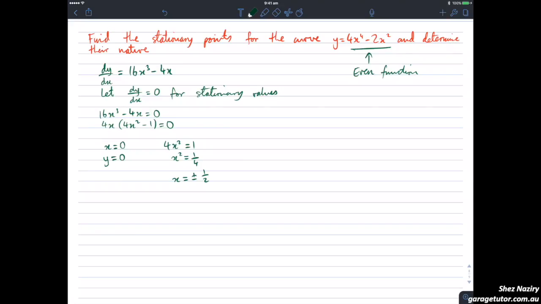Remember when we did the sketching for even functions and I said complete the other half? The y values had to be exactly the same? Yes. Okay, so all I'll do is sub in half. So what do we get when we sub in half, guys? Negative a quarter. So they both have negative a quarter. Now what I'm going to do is the box method, because I want to check the stationary values and their nature.